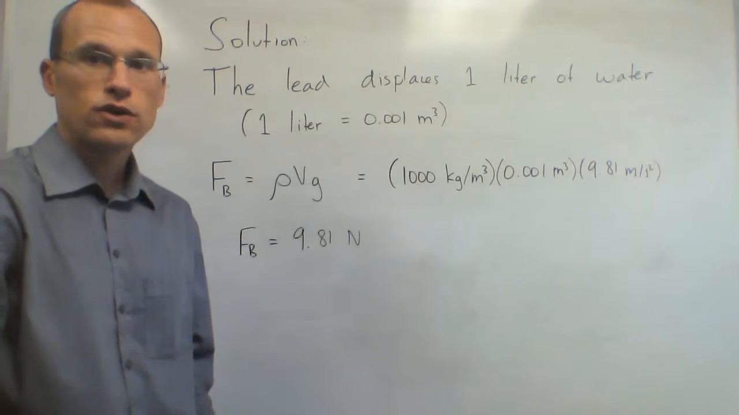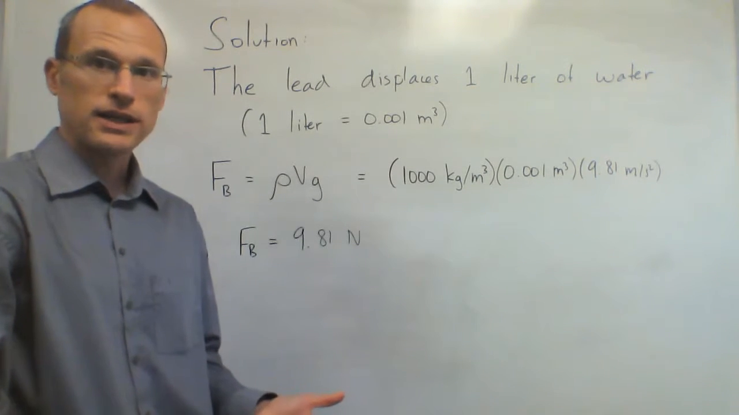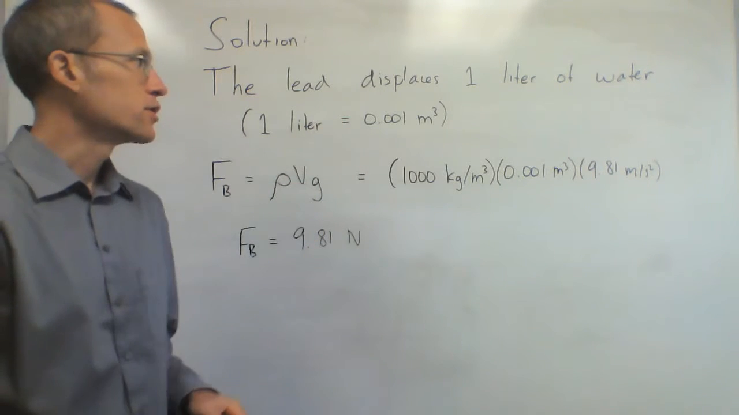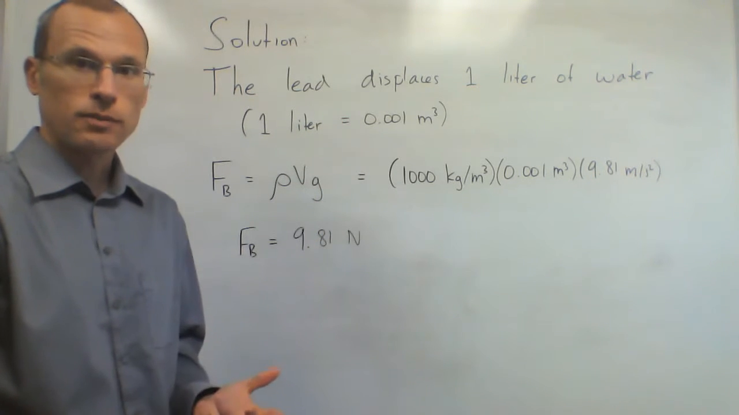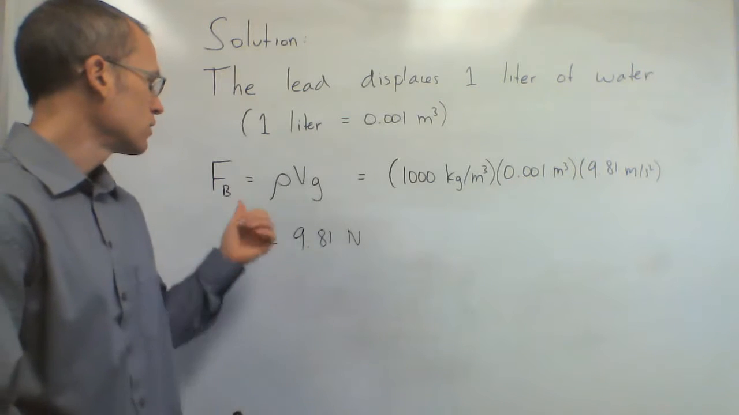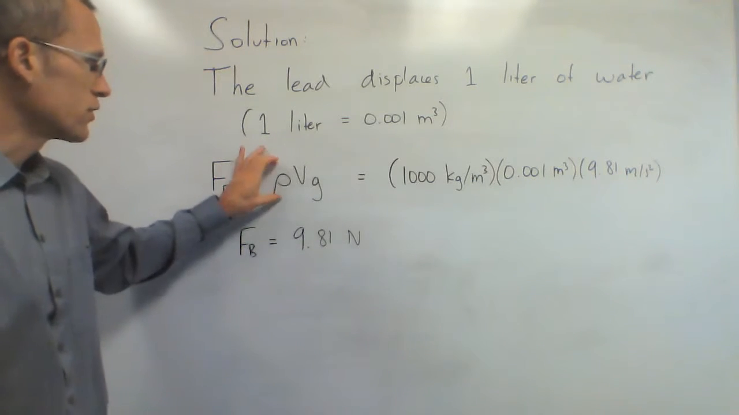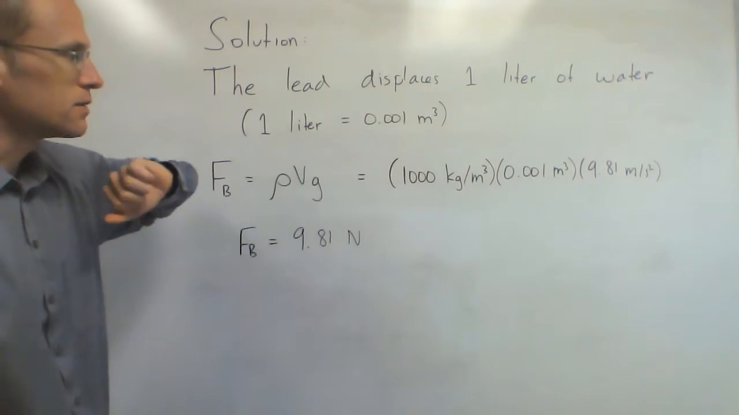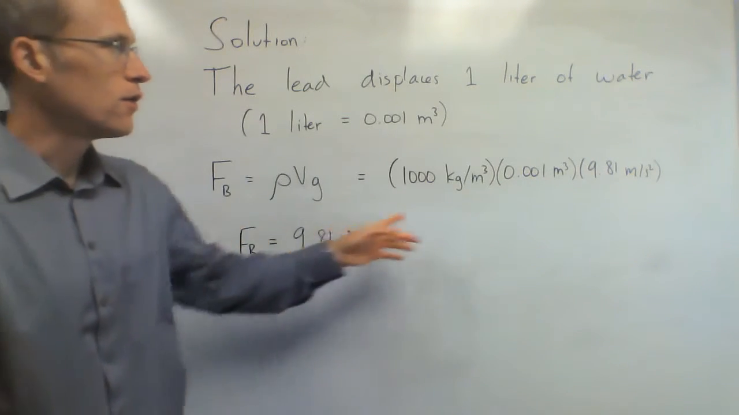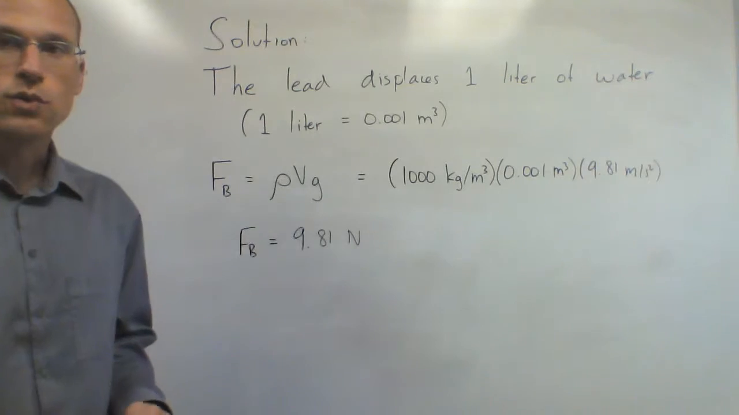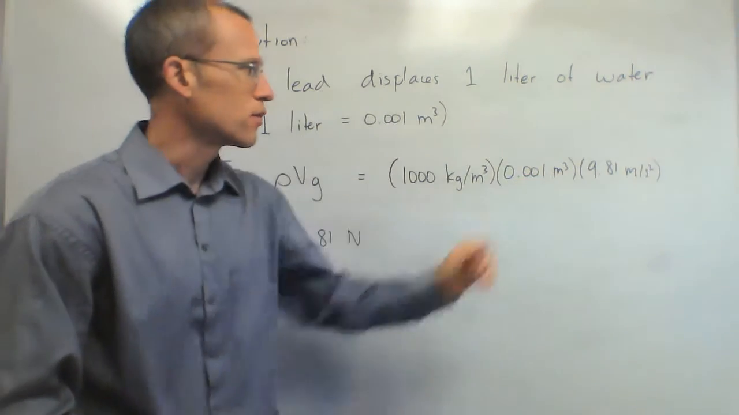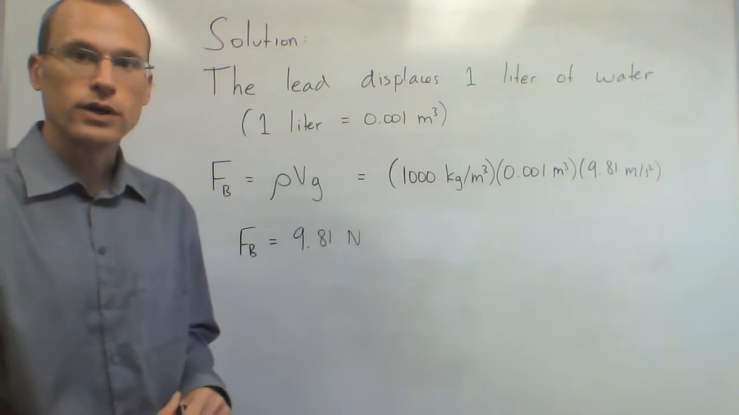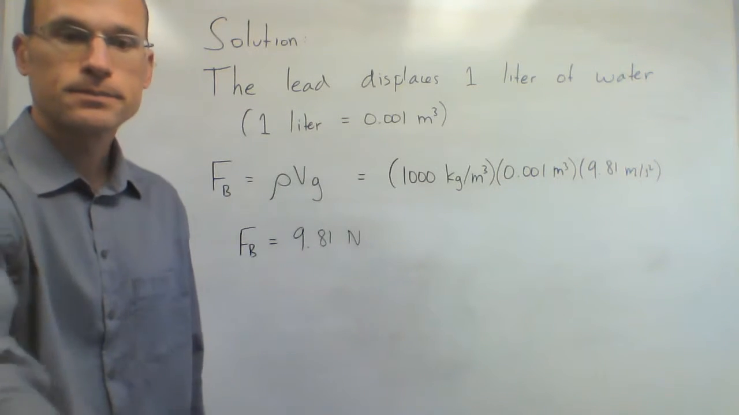So when I throw that 1 liter container of lead into water, it's going to displace 1 liter of water. So that's my volume, 1 liter, or 0.001 cubic meters of water. And so then my buoyant force, density of water, volume displaced times gravity. So density of water, 1,000 kilograms per cubic meter. My volume, 0.001 cubic meters. And then gravity, of course, 9.81 meters per second squared. Gives me a buoyant force of 9.81 newtons in that case.